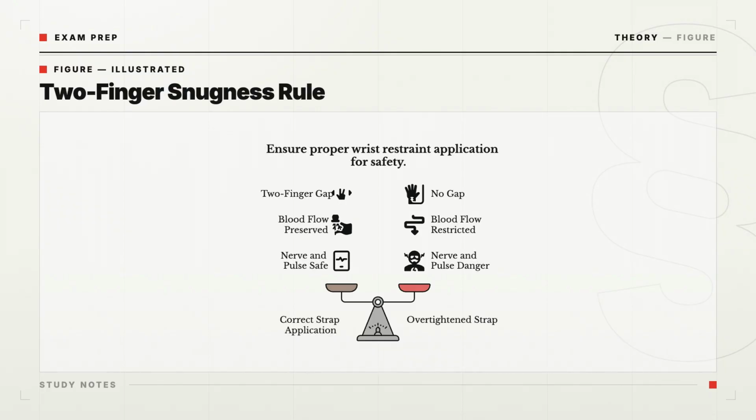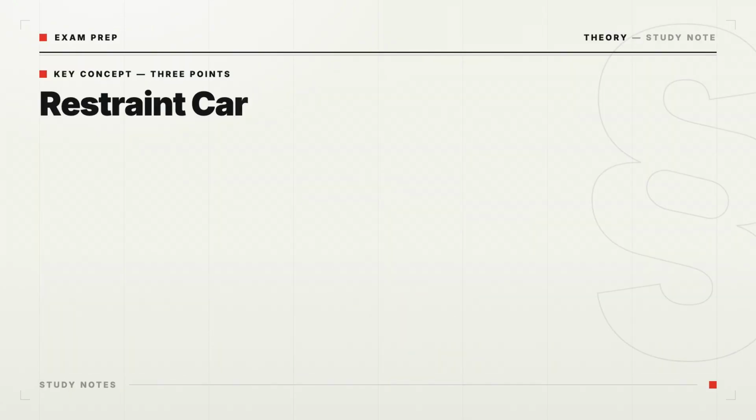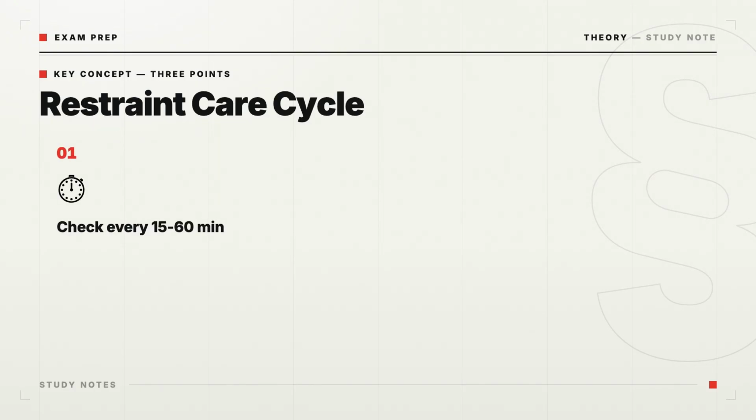Snugness has a clear rule separating safe from dangerous. A properly applied restraint allows about 2 fingers to slide between strap and skin. That small gap preserves blood flow, while a tighter strap can cut circulation, break skin, and compress nerves near the wrist. Timing is where students slip up most.